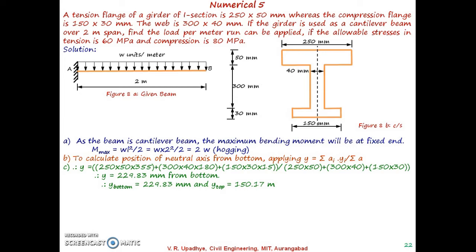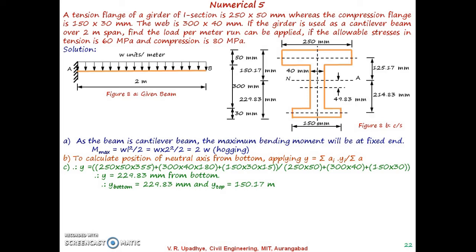Now with these calculations, y bottom, y top, the position of the neutral axis, and the distances of individual rectangles from the neutral axis are required to be calculated. That is calculated and shown in this particular diagram. What was calculated is y bottom from the neutral axis is 229.83 millimeter, so it is drawn over here. This is the neutral axis position, and y top from the neutral axis is 150.17.